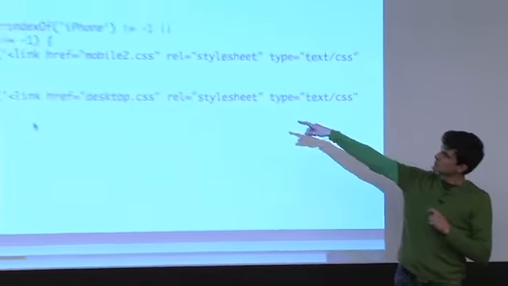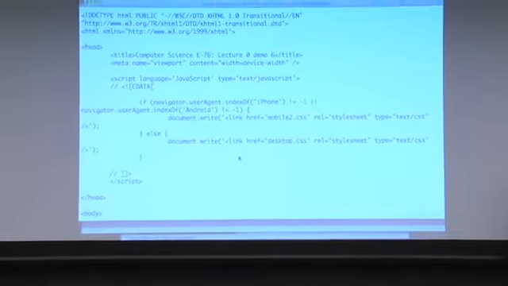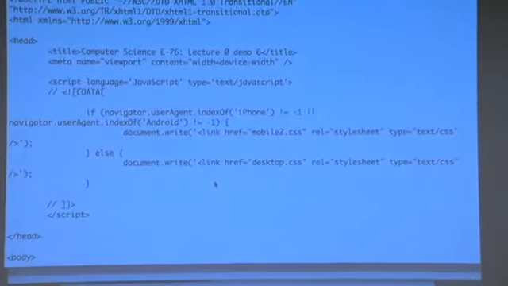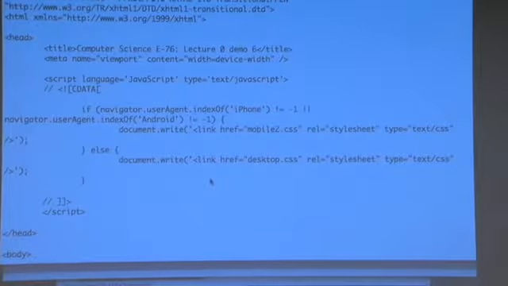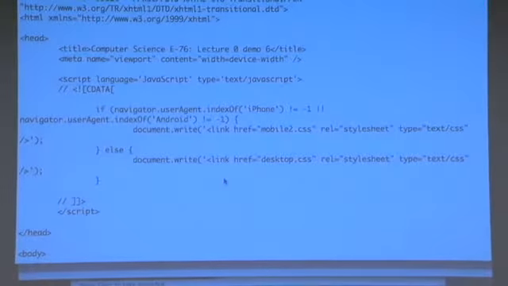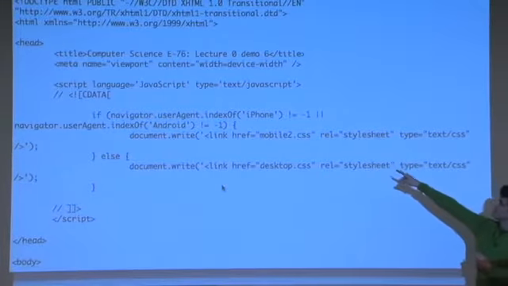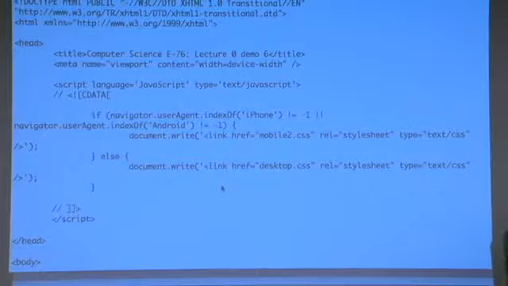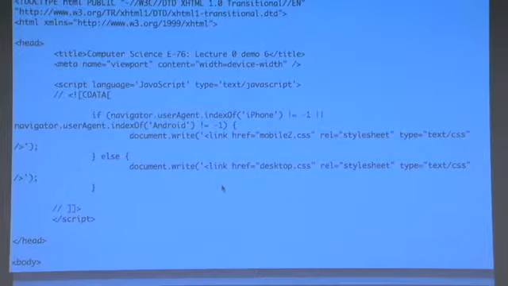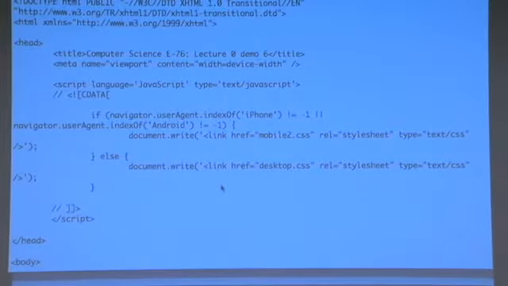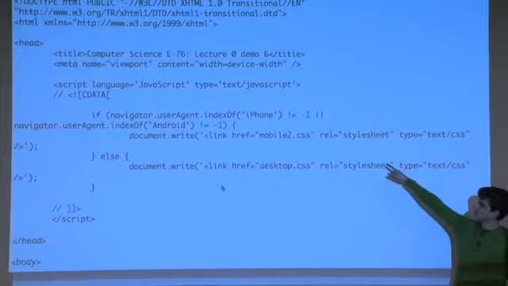And it's also searching that long string for the text Android. And if either of those are found, it's going to return an index that is not -1. In this case, we are saying, okay, if there's actually an index, if the word iPhone or the word Android is found in the user agent, we can assume this is a mobile platform, and we will instead use the mobile CSS.